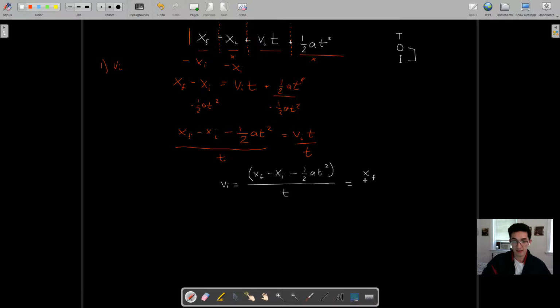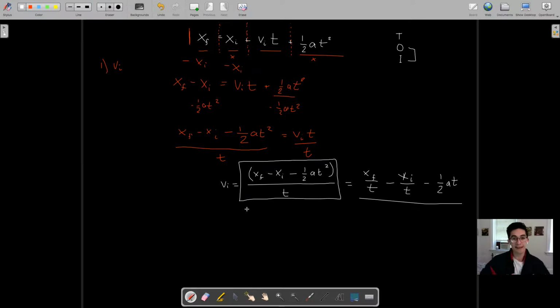X final divided by t. We're going to divide each term by t, basically. Minus x initial divided by t minus 1/2 at. So if you did it like that, that's fine too. Either of these answers are perfectly correct, and I'm going to box my answer because I'm done. So that is how we solve for the initial.